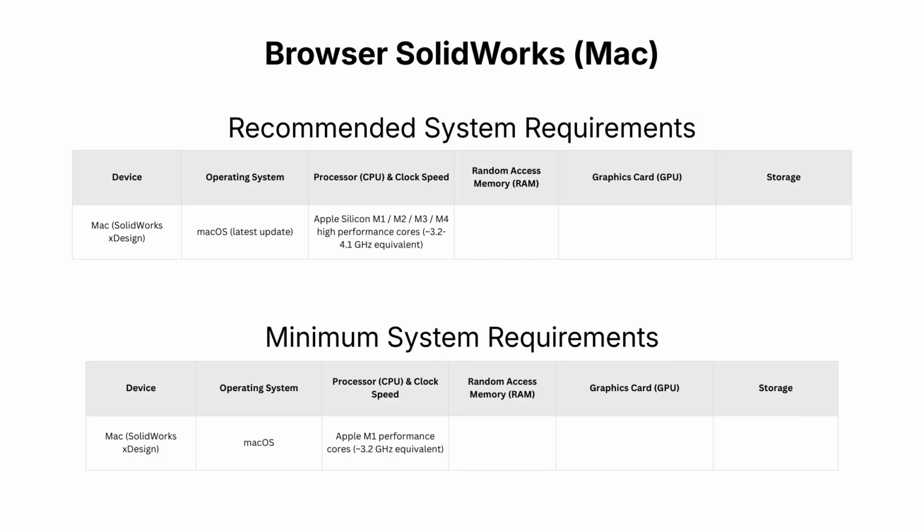For RAM, the minimum is 16 GB, and the recommended is anywhere between 16 to 32 GB. The integrated graphics card should run just fine, and for the storage, the minimum is 10 to 20 GB of free space, while the recommendation is 20 to 30 gigs.